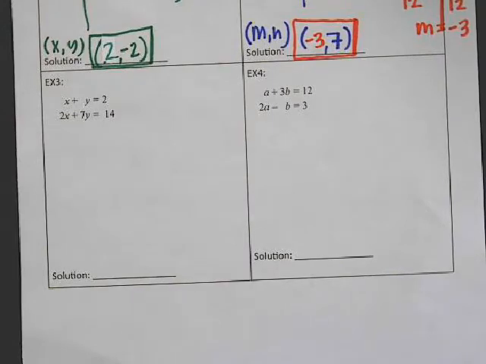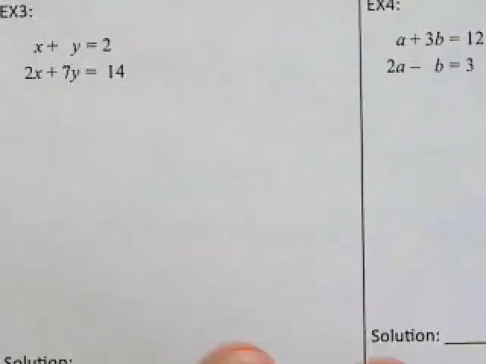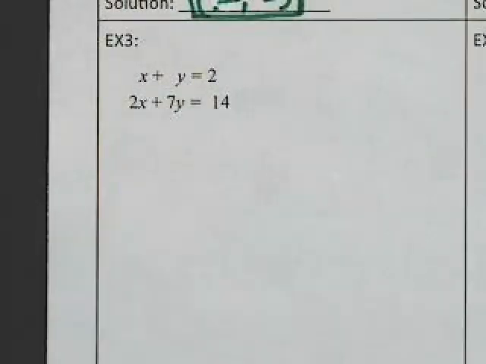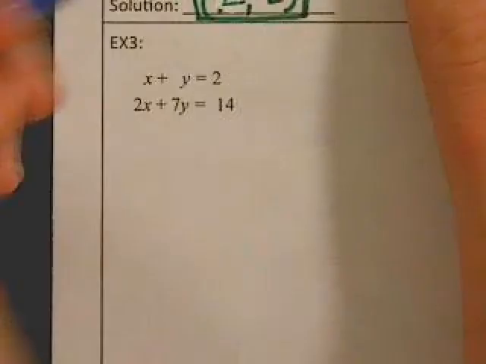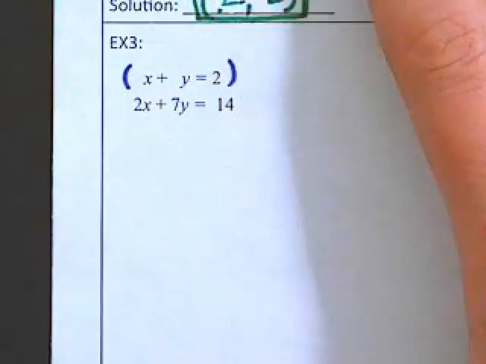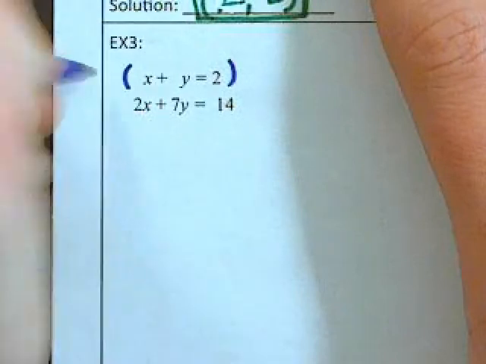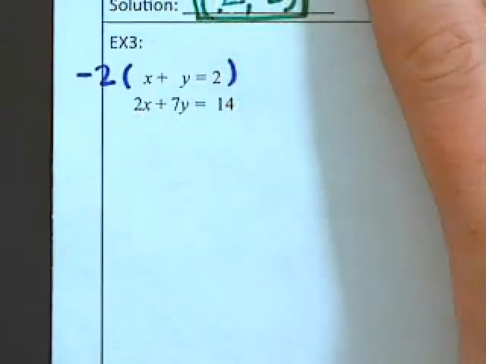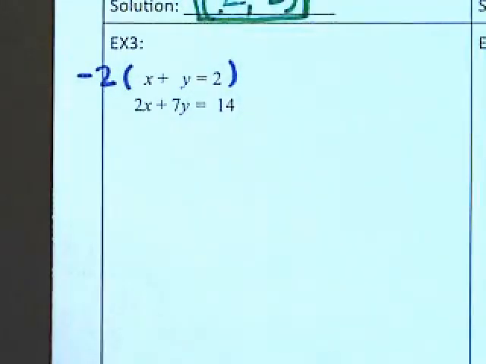Okay. I want to eliminate the X, which means that I have to make this X at the top a -2. I can't just write a -2. Okay, you can't just throw something in there. What I have to do is multiply the entire equation by -2. The entire equation has to be multiplied by -2.